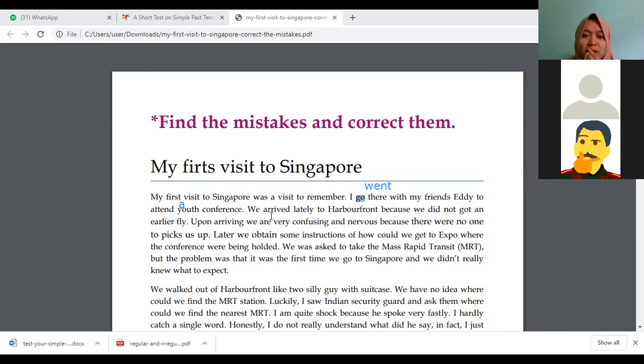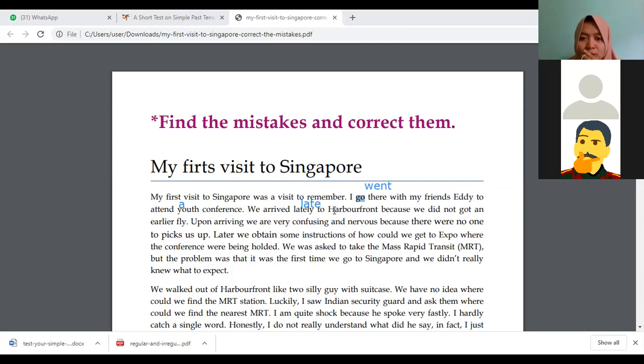Next sentence: we arrived lately to Harbourfront because we did not get an earlier flight. We arrived late to Harbourfront because we did not go on an earlier flight. It must be late, yeah. It's not lately. This one, late.